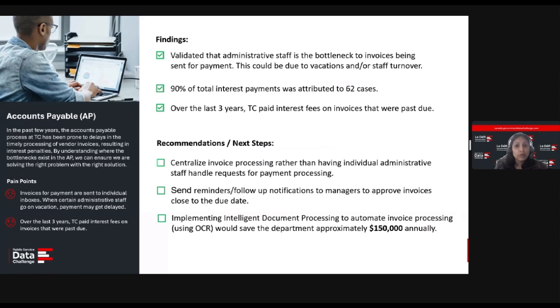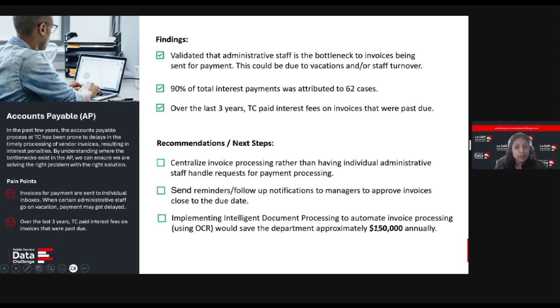Firstly, centralizing invoice processing by establishing a generic mailbox could mitigate the dependency on individual administrators and ensure timely handling of payment requests. Additionally, implementing reminders as a short-term solution could help mitigate late processing of invoices by prompting administrators and managers to prioritize any pending tasks. This simple yet effective measure could significantly improve the overall workflow and prevent unnecessary financial losses due to late penalties.